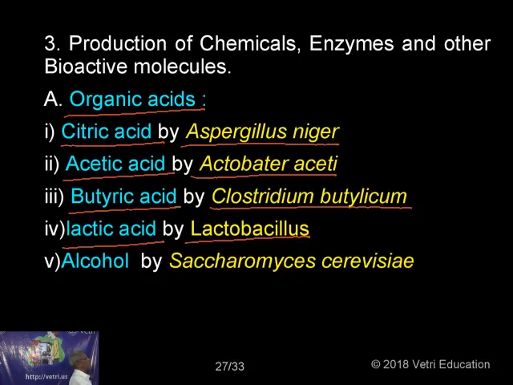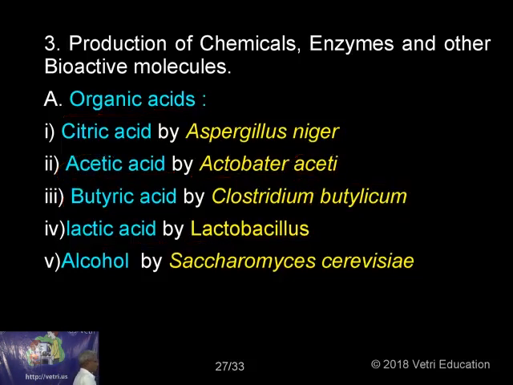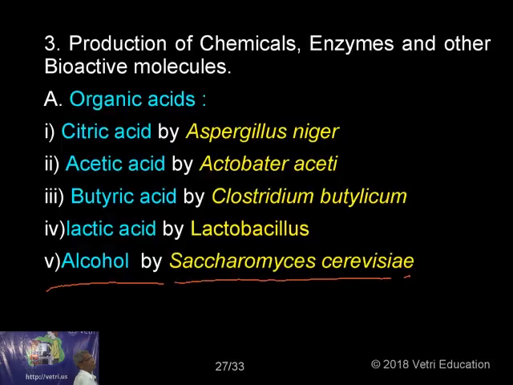The acetic acid producing bacterium is called Acetobacter aceti. Similarly, Clostridium butylicum. Butyric acid is a preparation, so it's called butylicum. These nomenclature rules are followed only to help people remember things very easily. Then, of course, alcohol is made with the help of Saccharomyces cerevisiae.